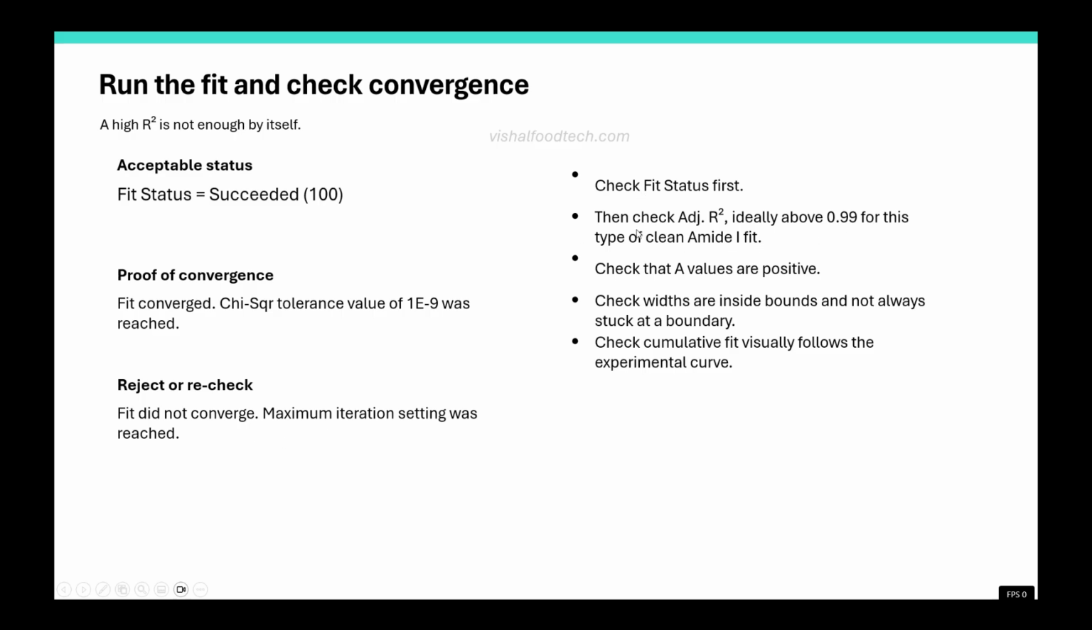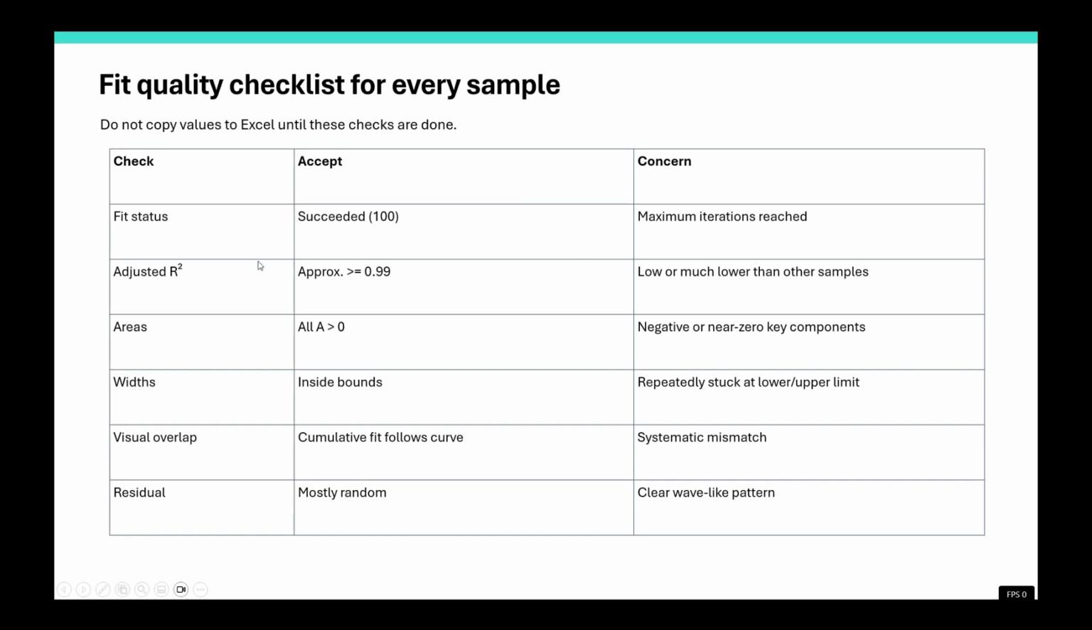The R square value should be more than 0.99 for a clean amide 1 fit. The area value should also be positive. Check the widths are inside the bounds and not always stuck at the boundary. Check the cumulative fit visually follows the experimental curve. This is a checklist that you can use: the fit status, adjusted R square, all areas should be positive, and this I have discussed already.